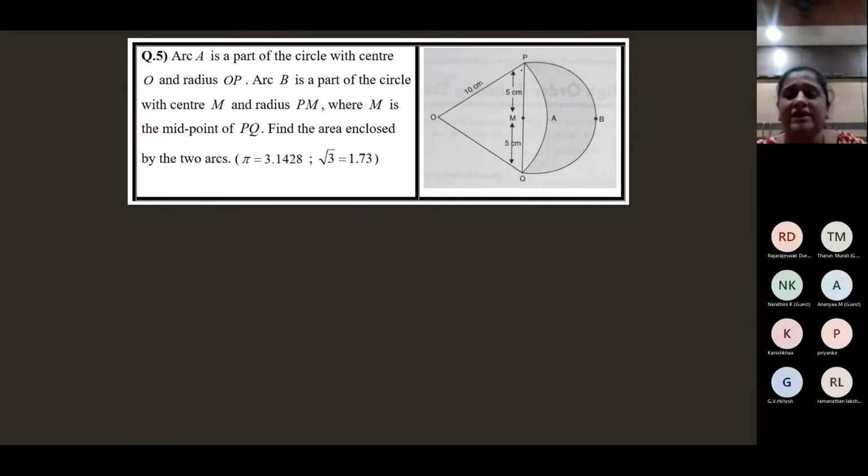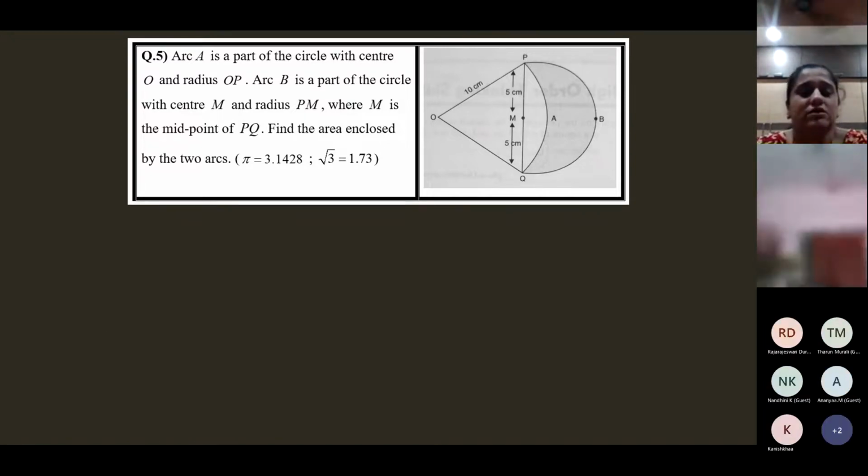So for any calculation regarding this arc, you must take the radius as 10 centimeters. And for any calculation regarding this arc, you must take the radius as 5 centimeters, because 10 is the diameter. Arc B is a part of the circle with center M, and it is given that M is the midpoint of PQ. So PQ is the diameter, which means this is clearly a semicircle.